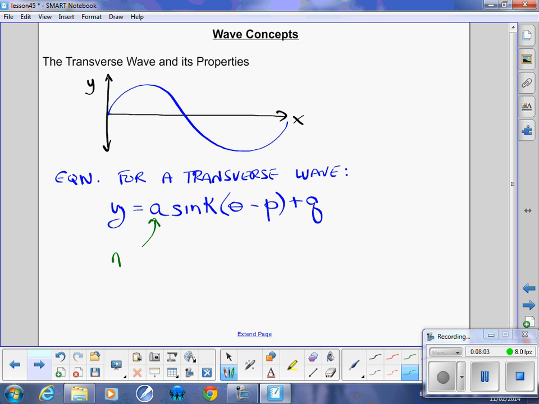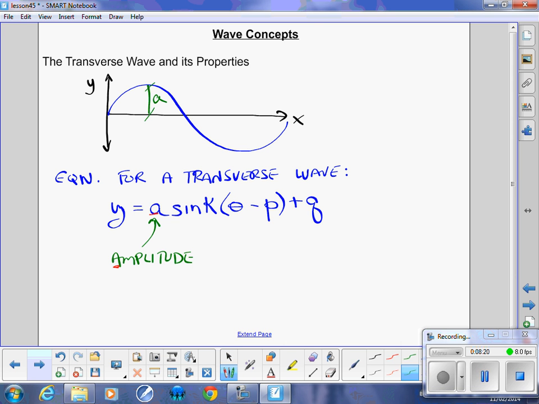A for amplitude. A for amplitude. So for people that are kind of missing out on this, the A and amplitude starts with A. So they're kind of connected there, right? Yeah, you're rolling your eyes, but I know some of you didn't see it. Okay, so our K value.